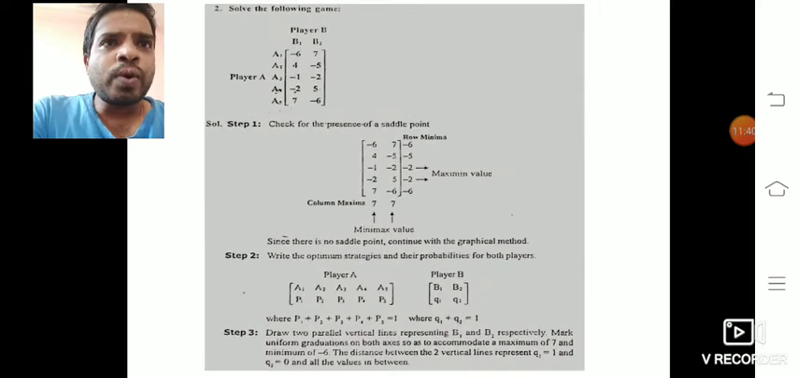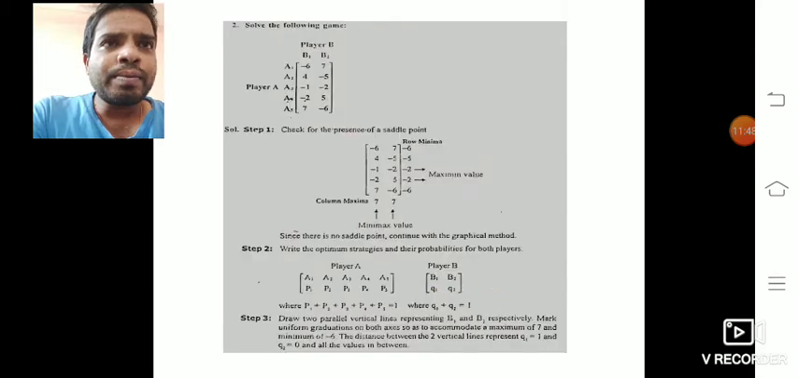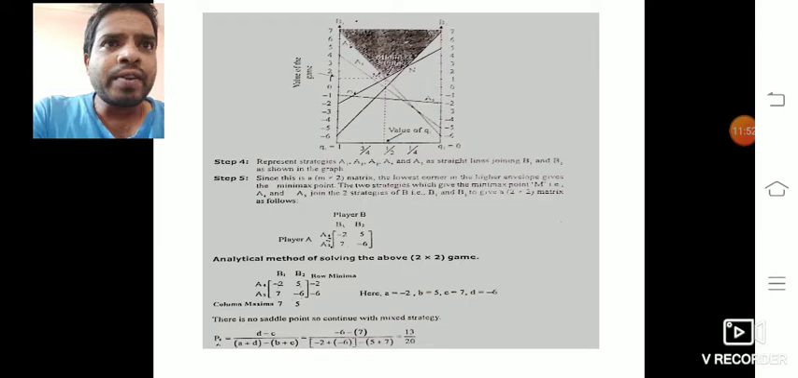For the A1 row, B1 is -6 and B2 is 7. Just point out -6 on the B1 vertical line, and for B2 it is 7, so join those 2 points and name that line A1.